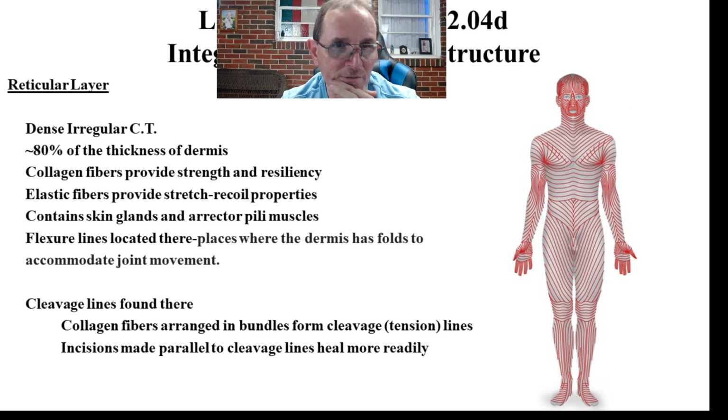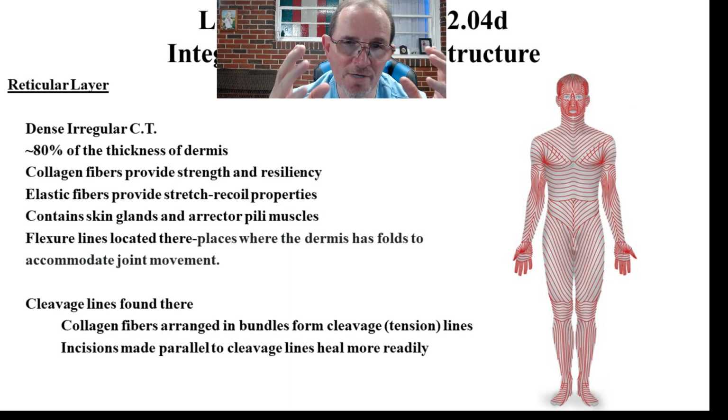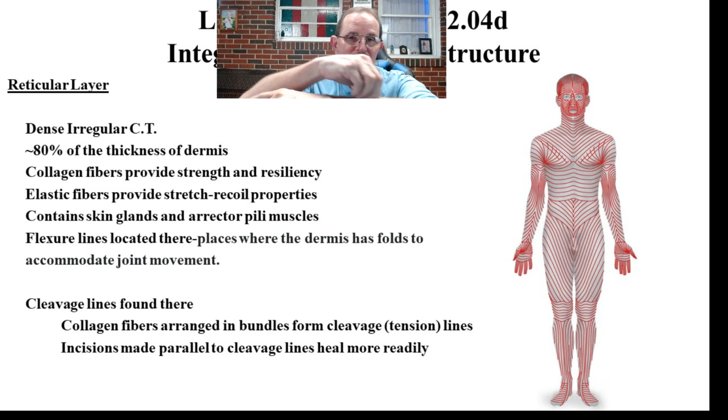Now, the reticular layer is dense, irregular connective tissue. We know it's the majority of the dermis. Collagen fibers that are oriented in every possible direction makes it very strong. There's some elastic fibers so that when you pull your skin up, it snaps back.